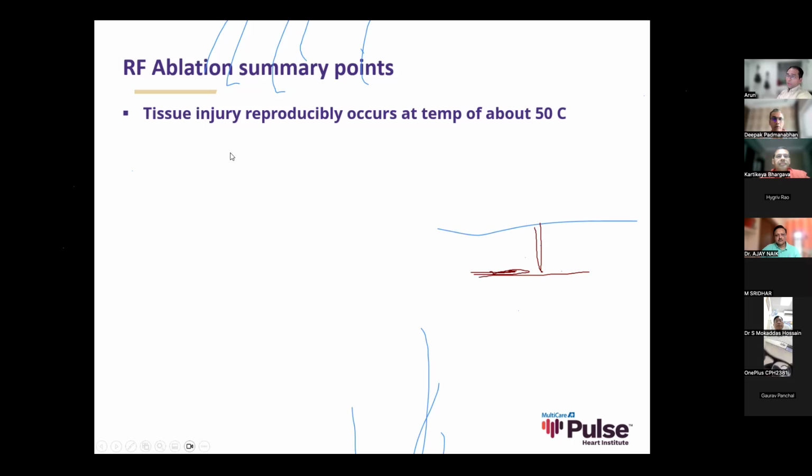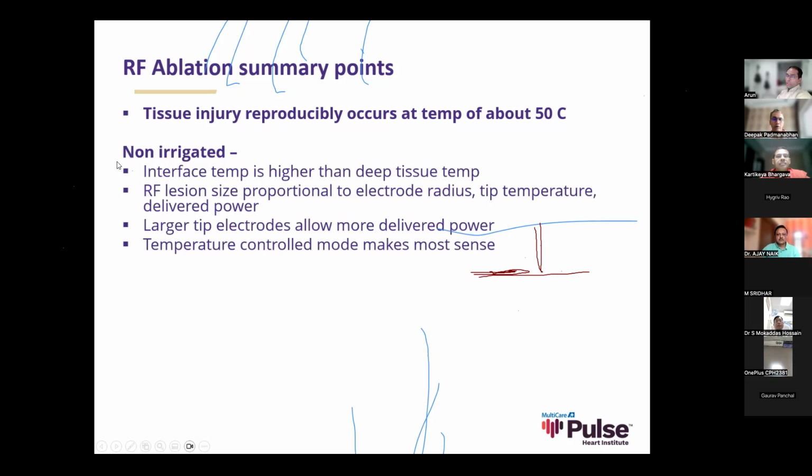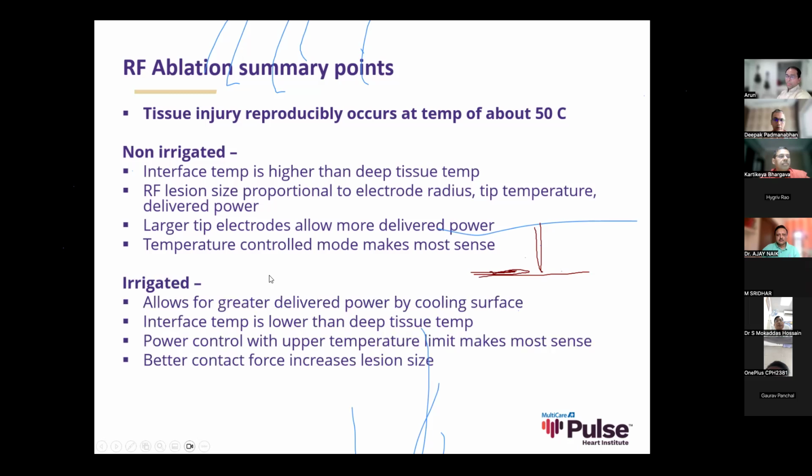RF ablation summary points: tissue injury reproducibly occurs at a temperature of about 50. In non-irrigated catheters, interface temperature is higher than deep tissue temperature. RF lesion size is proportional to the electrode radius, tip temperature, and delivered power. Larger tip electrodes allow for more delivered power, and temperature control mode makes the most sense in non-irrigated catheters. In irrigated catheters, it allows for greater delivered power by cooling the surface. Interface temperature is lower than the deep tissue temperature. Power control mode is the best with an upper temperature limit, and contact force increases the lesion size.